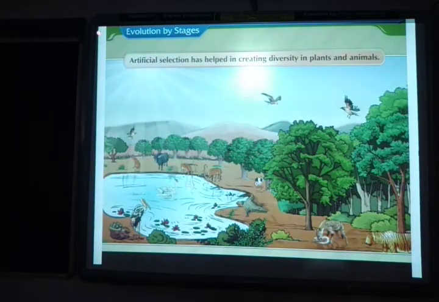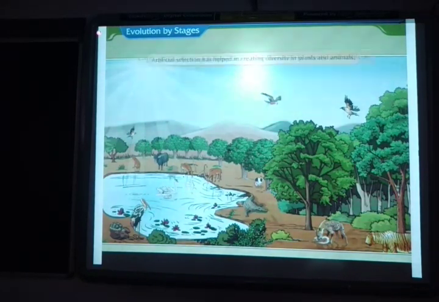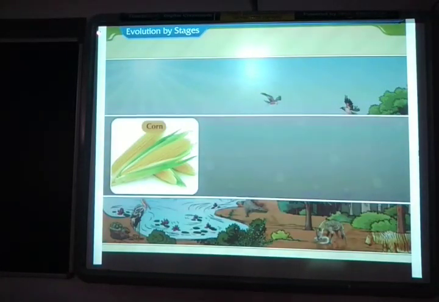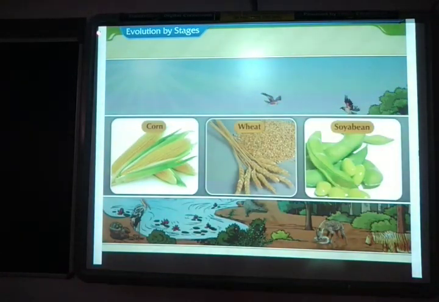Artificial selection has helped in creating diversity in plants and animals. In agriculture, superior strains of corn, wheat and soybean have resulted from the process of artificial selection.